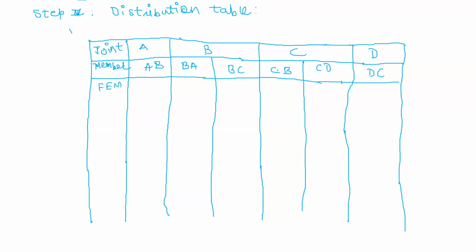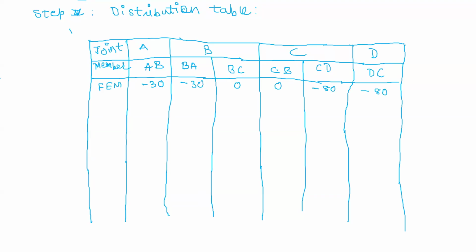So as we have seen, we have fixed end moments for AB and BA. We have these values as minus 30, this is also minus 30. No moment for the beam, so it should be 0. And for this, we have minus 80 and minus 80.